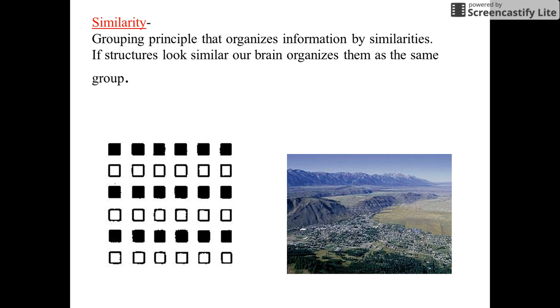Similarity. Similarity is another principle. It's a grouping principle that organizes information by similarities. So if structures look similar, our brains begin to organize them as the same. So if we had to look at these lines here, you would probably group it into two different categories, the black lines and the white lines, because you're grouping them by how similar they are. You also may group the three different regions, the mountain regions, the flatlands, and potentially the cities. You're grouping these areas based upon how similar they are.